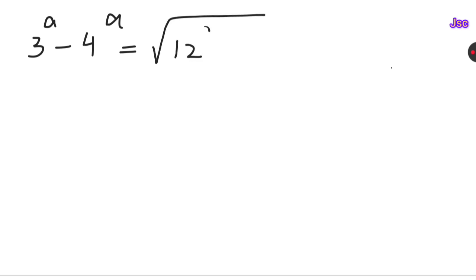Today's question is 3 raised to the power of a minus 4 raised to the power of a, that is equal to square root of 12 raised to the power of a minus 16 raised to the power of a. Our goal is to find the value of a here. On the right hand side we have a square root. To get rid of the square root, we need to square both sides.